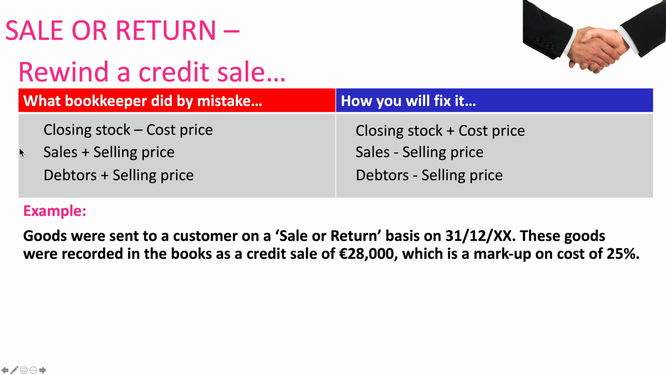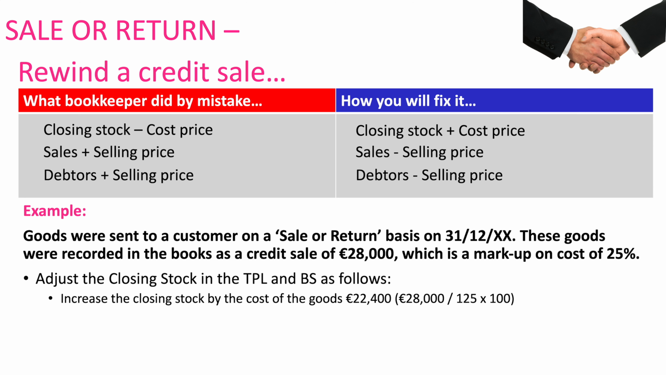Okay, so an example here. Goods were sent to a customer on a sale or return basis on the 31st of the 12th. These goods were recorded in the books as a credit sale of 28,000, which is a markup on cost of 25%. So what we do is we adjust the closing stock in the TPL and balance sheet as follows.